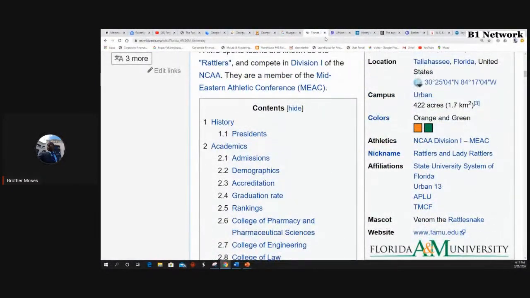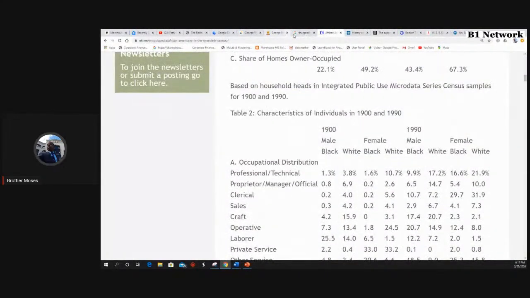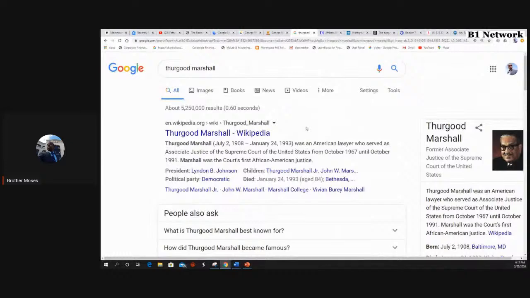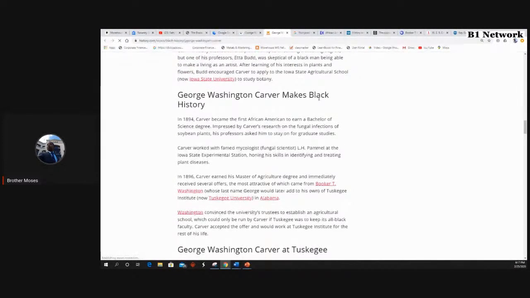What else we got? Yeah, I think that's about as much as I can do at this point. I know somebody else will cover Thurgood Marshall and his contributions.